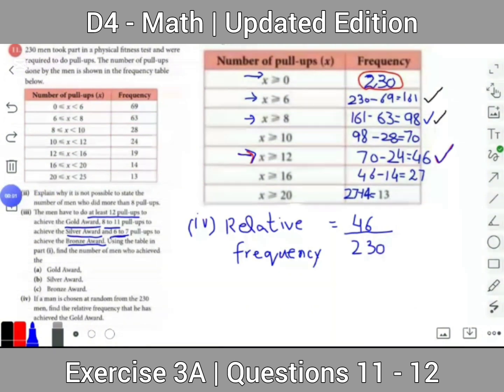We can simplify it further with the help of table 2. So we have 2 2s are 4 and 2 3s are 6, and here we have 2 1s are 2 and 2 5s are 10. Further simplification gives us 23 5s are 115, so it will be equal to 1 over 5. So the relative frequency that he has achieved the gold award is equal to 1 over 5.